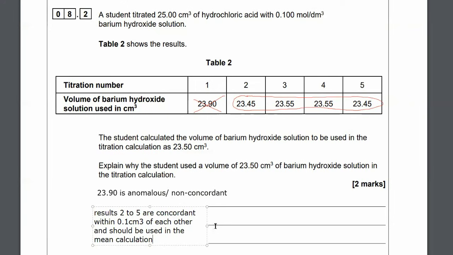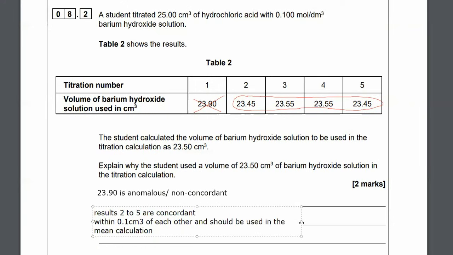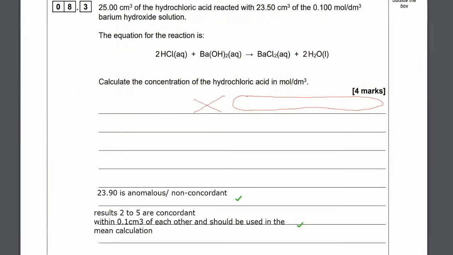So when calculating, I'm going to take 23.45, add it to 23.55, add it to 23.55, add it to 23.45, and I'm going to divide by 4. So we've excluded the anomalous result, and that's the explanation you need to get you the marks. Nice fat titration calculation. We love one of them.